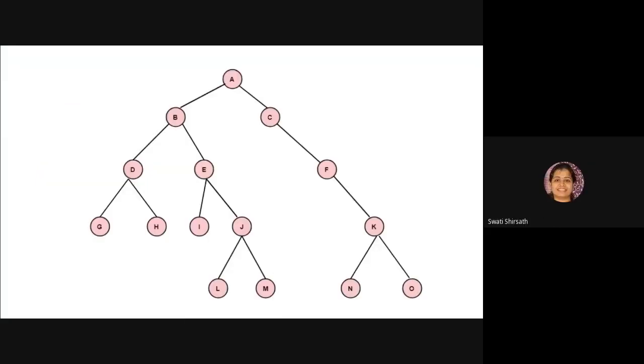For this tree, in order: G, D, H, then B, I, E, L, J, M, A, then C, F, N, K, O. Am I right? Yes, I'm getting the same answer.